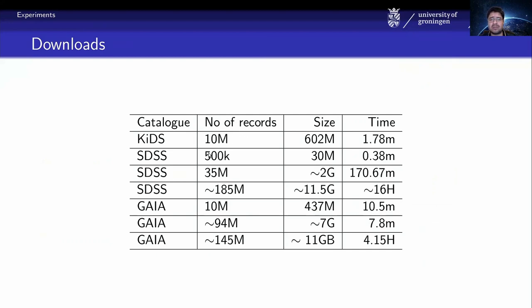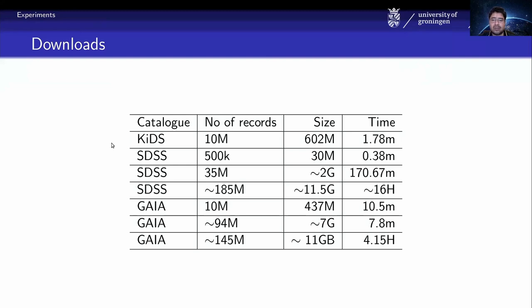The smallest one is this one with 500,000 rows and a file size of 30 megabytes. And the time to download this data is about half a minute. The longest query is one performed to the SDSS catalog containing about 185 million rows. The file size was about 11.5 gigabytes, and it took about 16 hours to download the data.